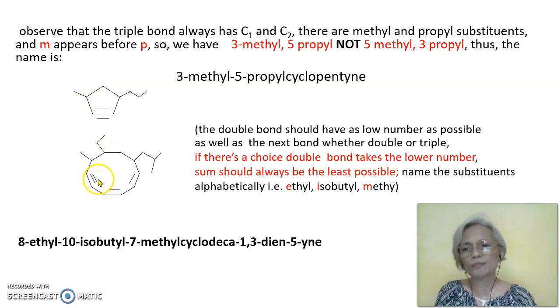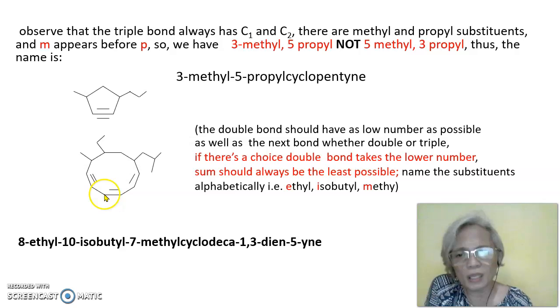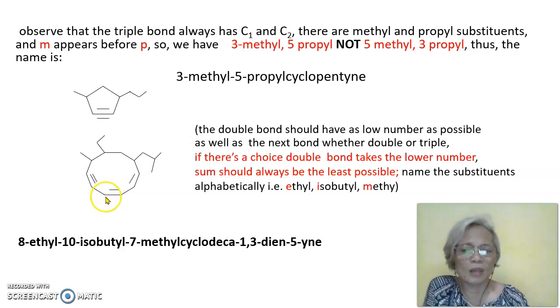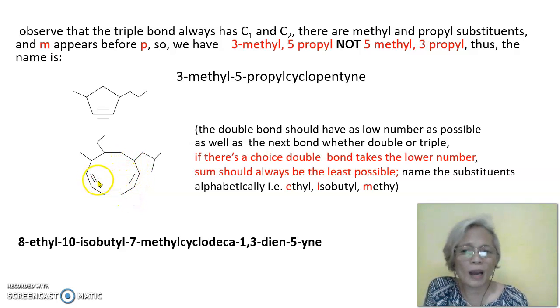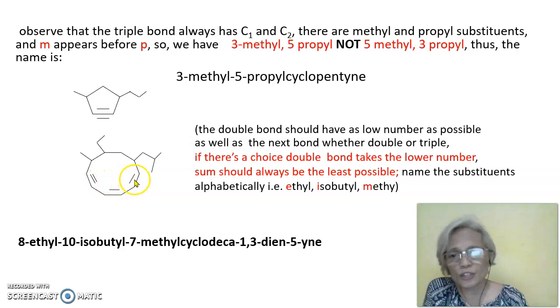Now, here we have a triple bond and double bonds. As we mentioned earlier, the double bond should take the lower number. So we could start numbering here, assign this as carbon number 1: 1, 2, 3, 4, and so on. So the triple bond will have a high number. So let's try assigning this as carbon number 1: 1, 2, 3, 4, 5. And then the triple bond is a lower number. So we should assign this as carbon number 1.